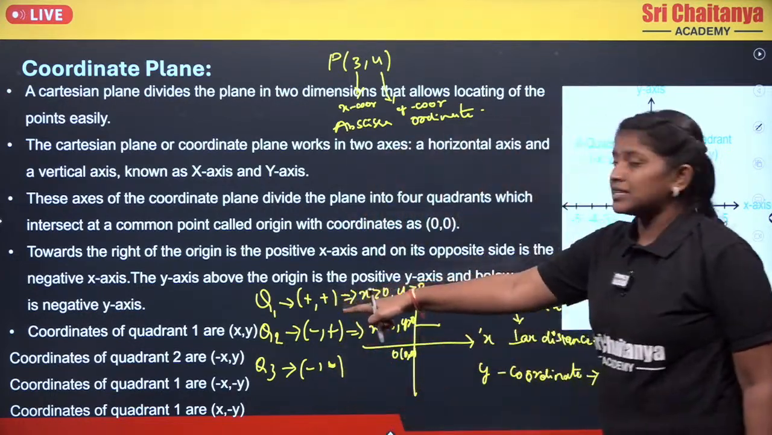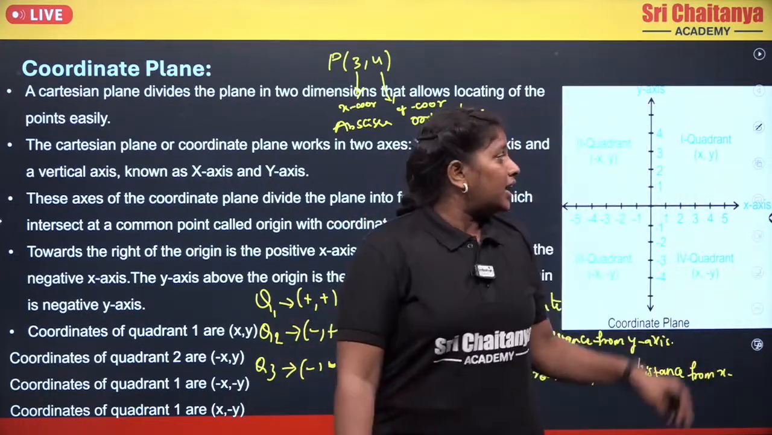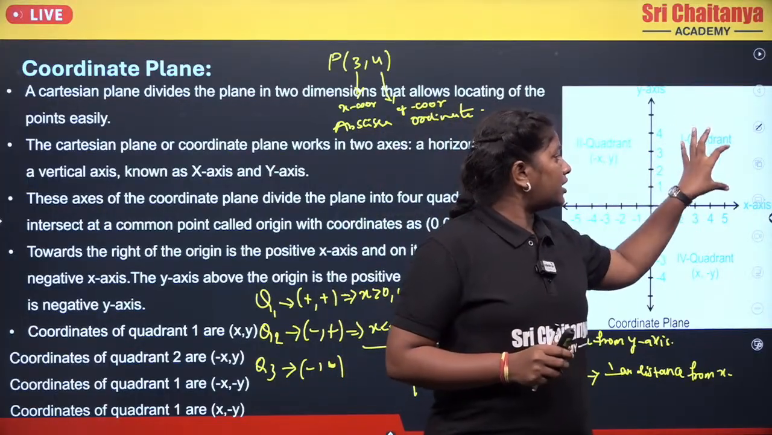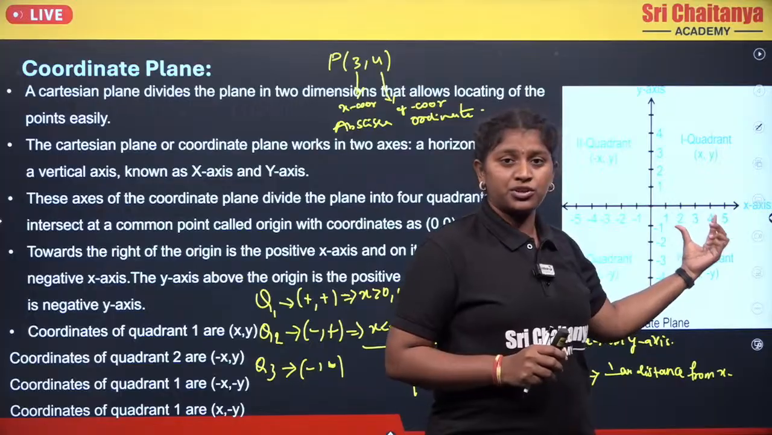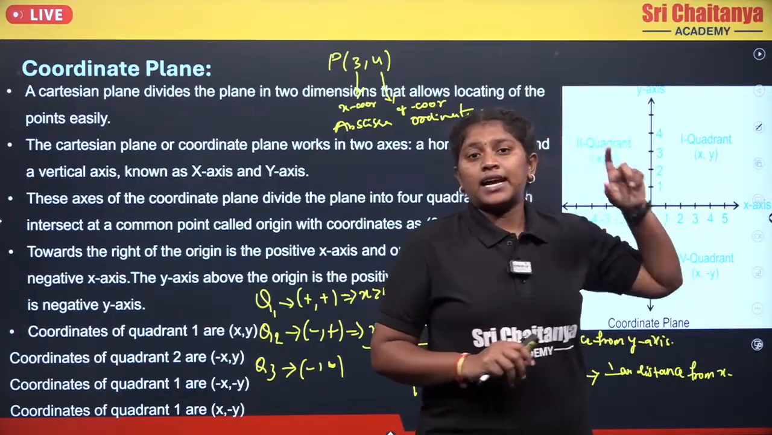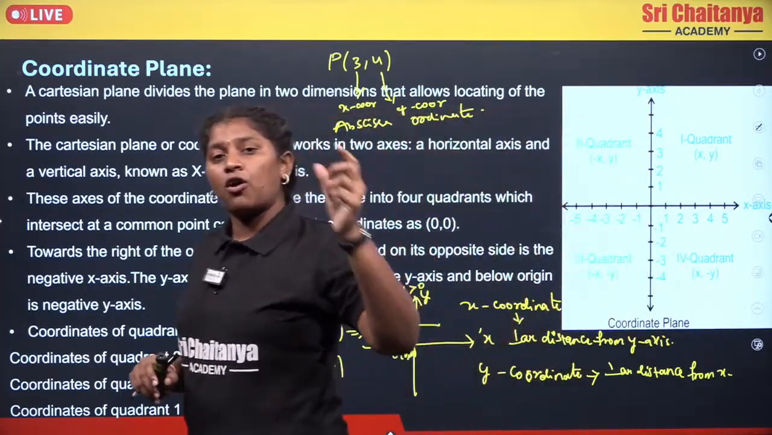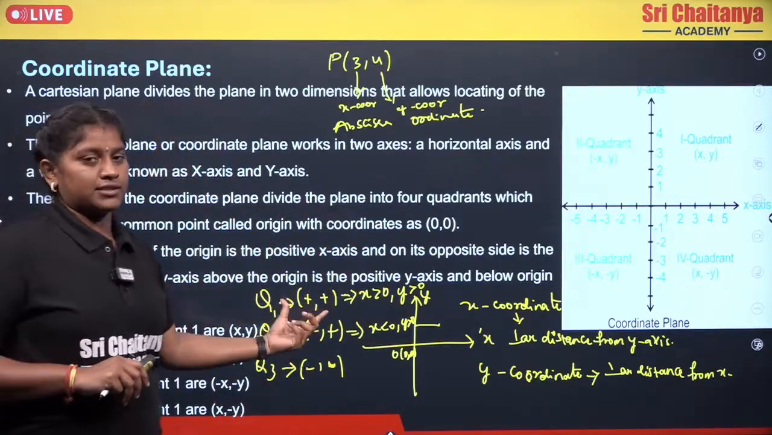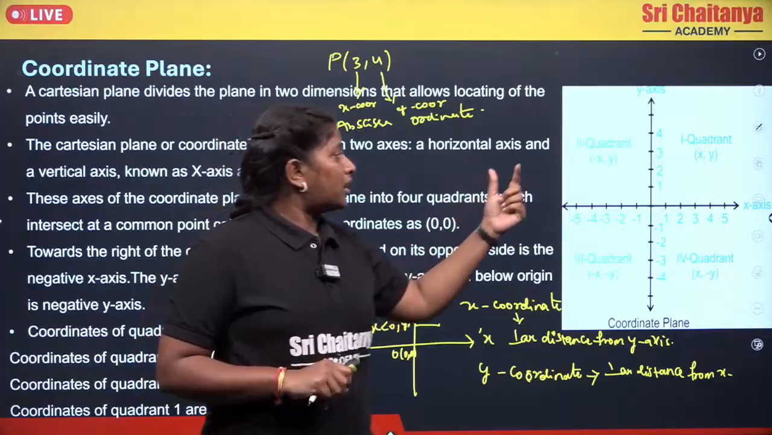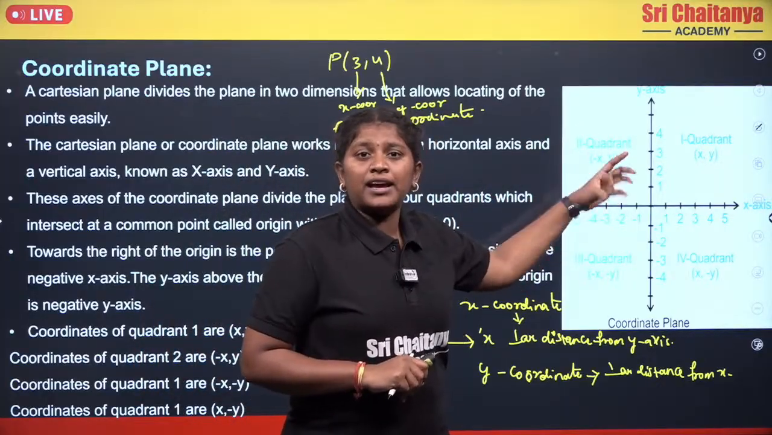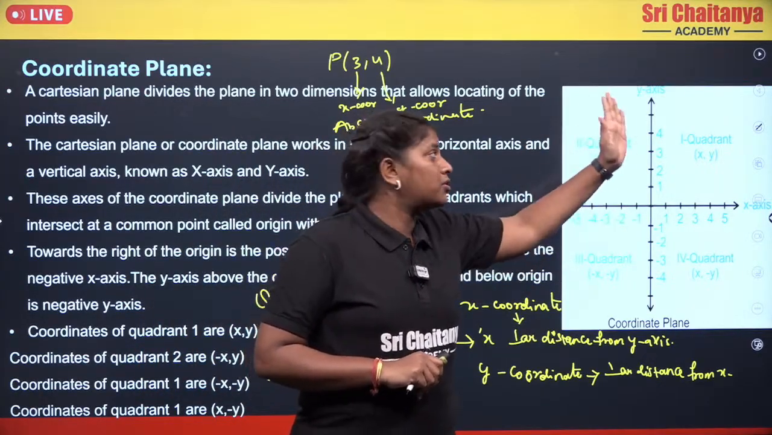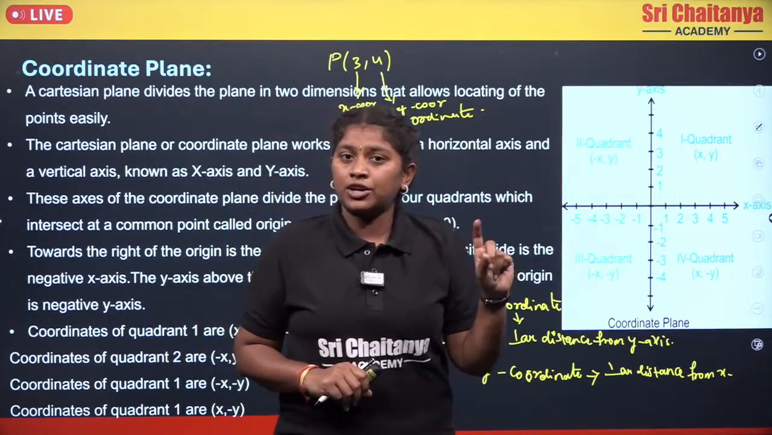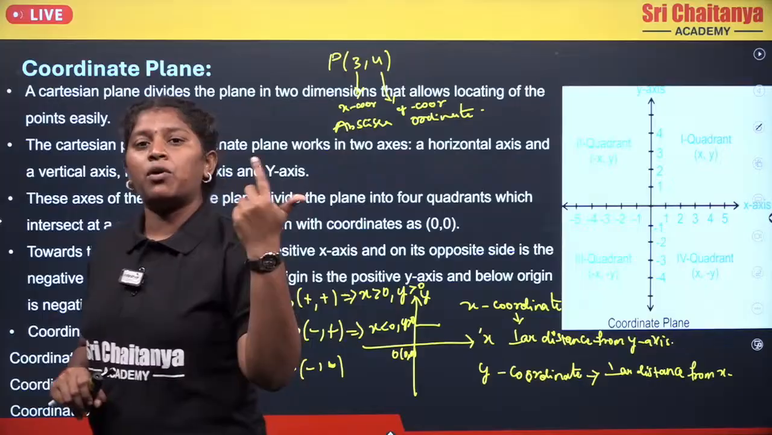So how can we say that quadrant 1 is plus comma plus? If you observe here, quadrant 1 is the space between your positive x and positive y. That's the reason you get the signs for all the points that lie in quadrant 1 as plus comma plus. And coming to quadrant 2, it lies between your negative x-axis and the positive y-axis. Therefore, the x coordinates of the points will be negative and the y coordinates will be positive.